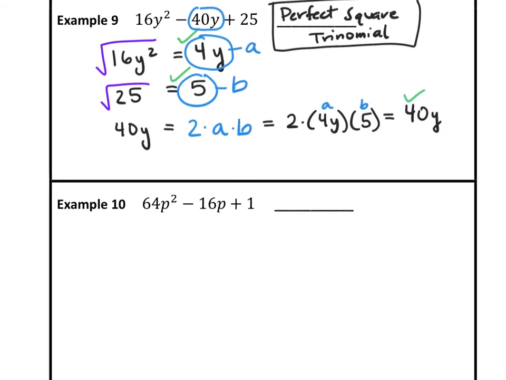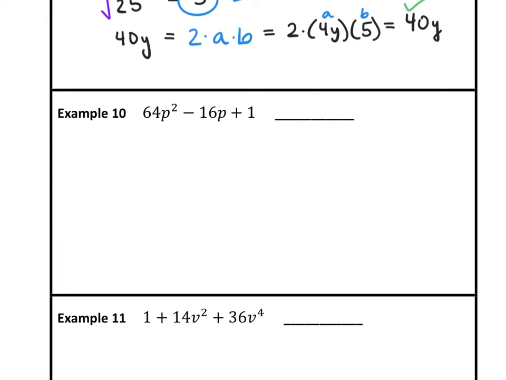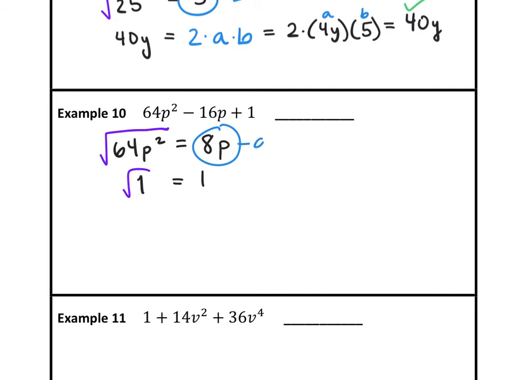All right, let's go to the next one. Let's look at the first term. Can I take the square root of these? The square root of 64 is 8. The square root of p squared is p. And then the last one is 1. Can I take the square root of 1? Yes. So this is like my a and my b.